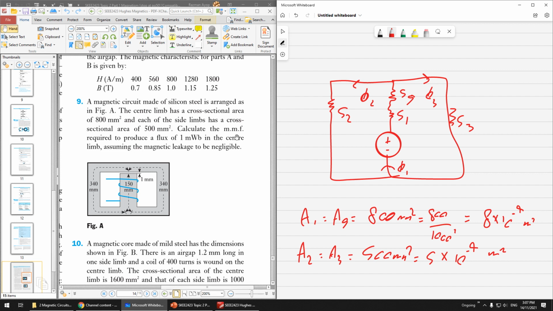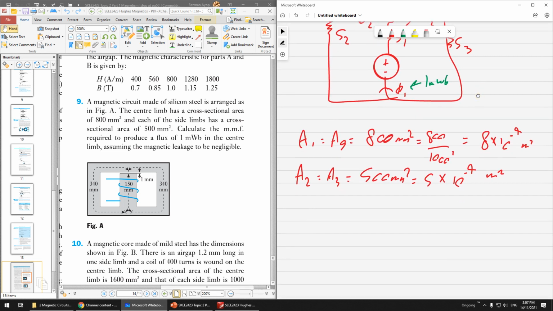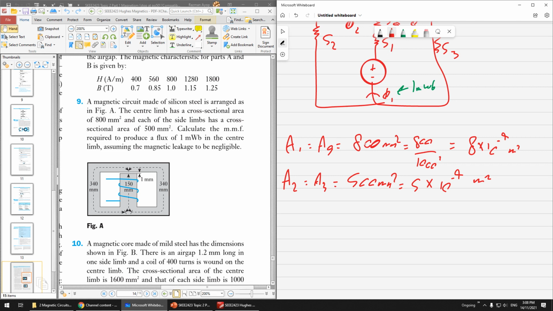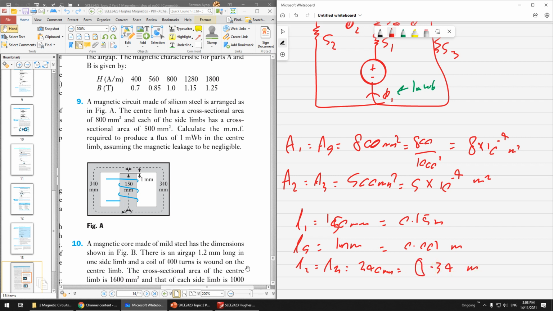So basically this one, milliweber. So the flux at the center is 1 milliweber. Assume the magnetic leakage is neglected. And the length here, let me adjust this. So L1 is 150 mm, LG is 1 mm. So don't forget to change this: 0.15 meter, 0.001 meter. L2 equals to L3 equals to 340 mm equals to 0.34 meter.